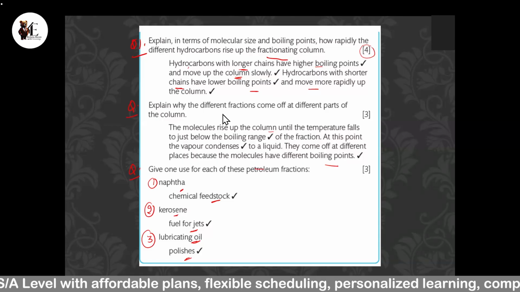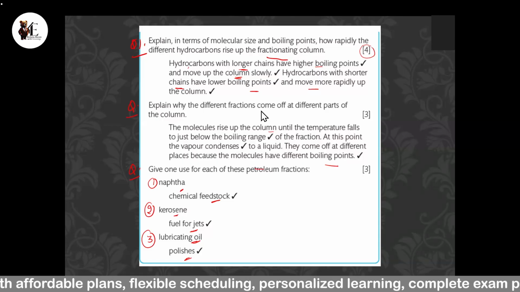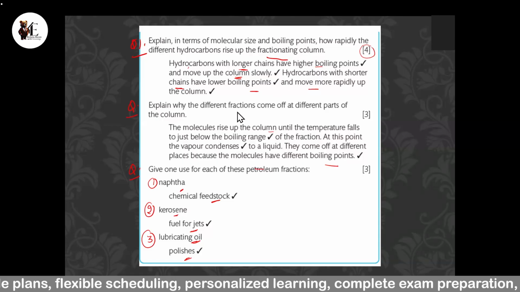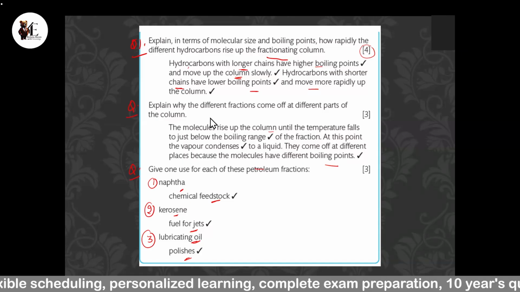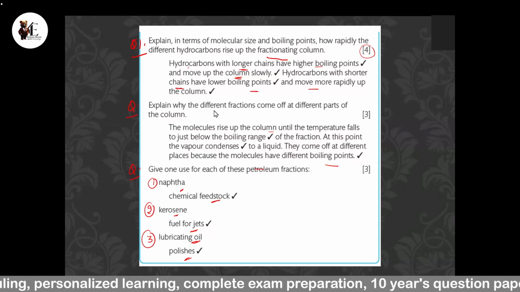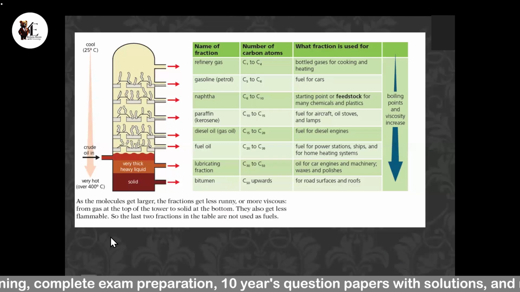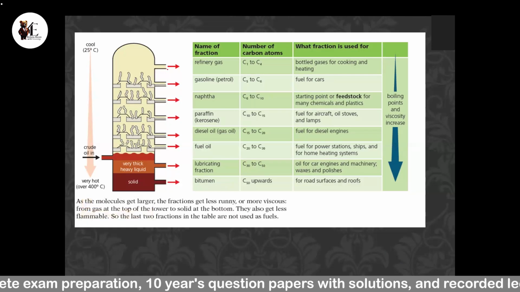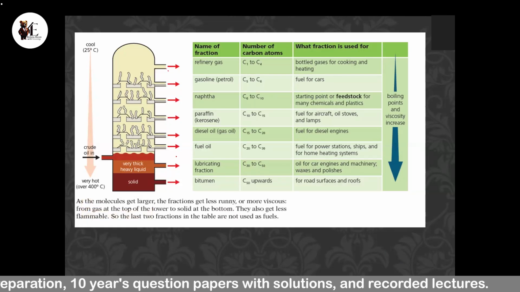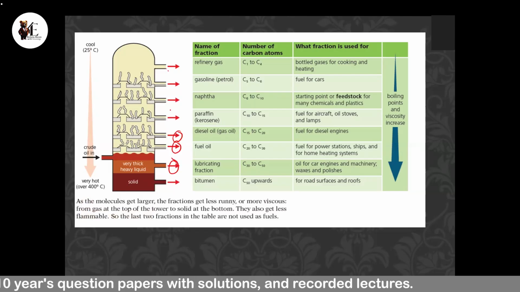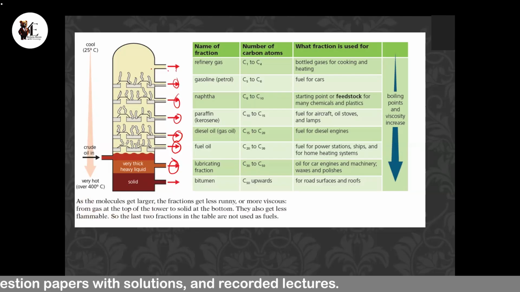Okay. Explain why the different fractions come off. Come off means separated. So why are the different fractions separated at different parts of the column? Just see this diagram again. At first point you can see that there is a separating column. The first fraction is separated at this point, second at this point, third at this point. We have lids which are open. So why is it this? What is the reason behind all these lids?